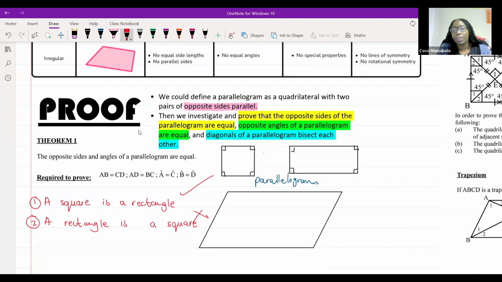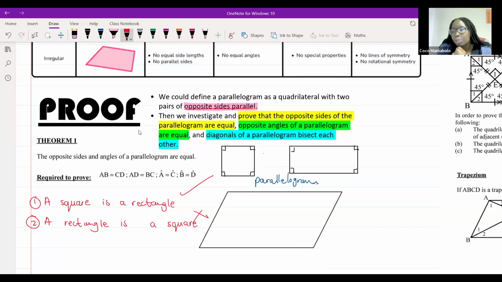So, when we're proving a parallelogram, all we have to do is prove that opposite sides are parallel. That's all. But when we prove the parallelograms inside the parallelograms, there's going to be a little bit more work to be done, right? So if they say prove that something is a parallelogram, we only have one job to do. We just need to prove that the opposite sides are parallel.